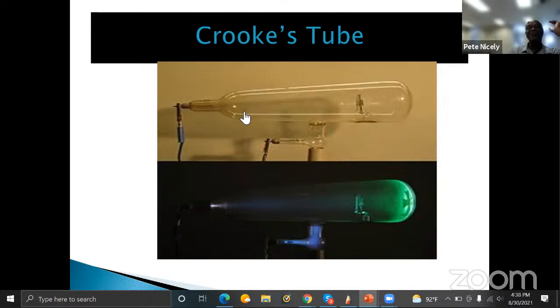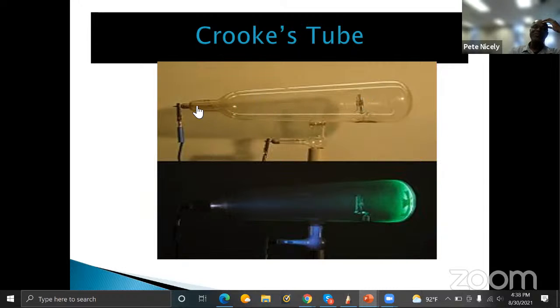Let me just briefly explain what it consists of. It consists of a glass tube that's evacuated, and you have two metal pieces which serve as electrodes. There's one right here and one right here, and they're both connected to an external circuit. As I said before, the tube is evacuated, and when the circuit is closed, you have a stream of particles coming from the negative electrode and attracted to the positive electrode.